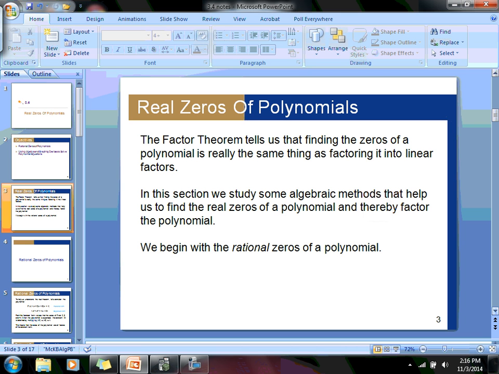Okay, now we've talked about the factor theorem in the past, and it tells us that finding the zeros of a polynomial is really the same thing as factoring it into linear factors. So when you factor a big expression, or equation or function, then that is going to help you find all of your solutions, all of your x-intercepts, and all of your zeros. So it's all connected. So in this section, we're going to study some of the algebraic methods that we can use to find the zeros.